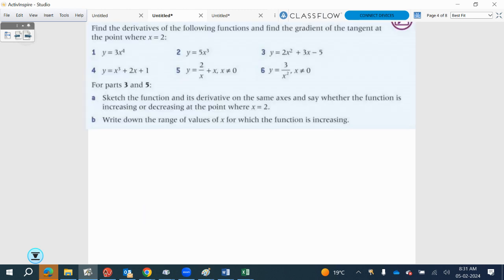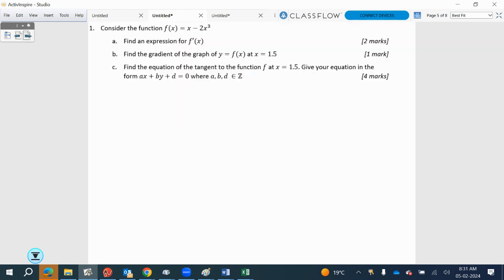We've done some practice on that. Have a go. This is an exam style question. Have a go at this exam style question for yourself.